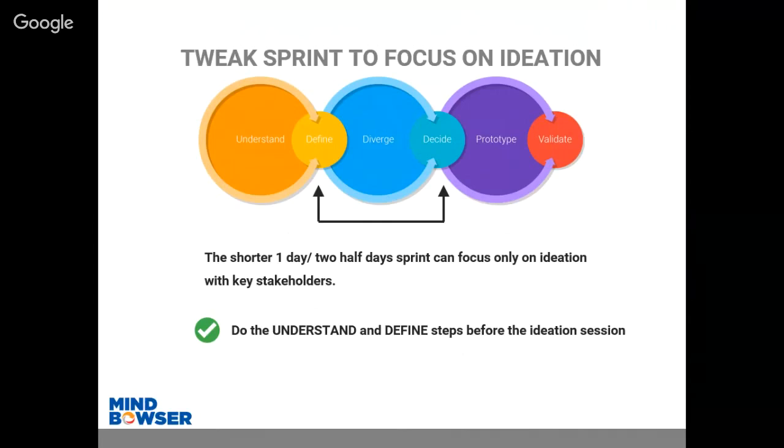So you can't really skip them, but you can do that as an individual, or if you're a UX practitioner or someone who has a good idea of the project, you can go around and gather insights from your team and then understand and define everything in advance of actually meeting up together. And then once the sprint is done, you can do the prototype and validate steps after the ideation session. So this is how you can crunch the timeline but still get good results from a sprint.